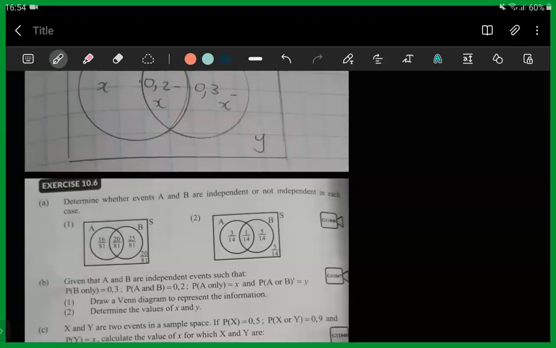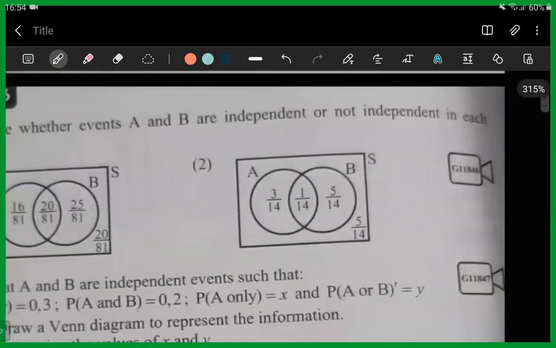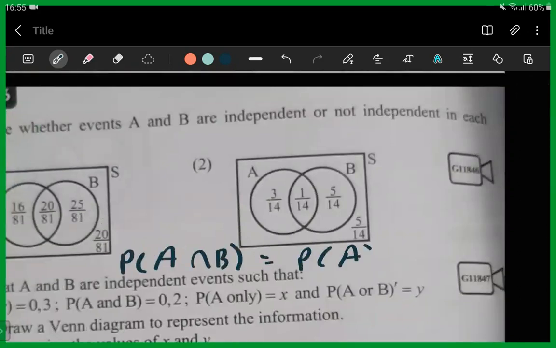It says here, given that A and B are independent events. So if they're independent events, it means that if you multiply the probabilities of the two events, you should get the probability of the first event and the second one. I mean, with independent events, the probability of A and B is equal to the probability of A times the probability of B.